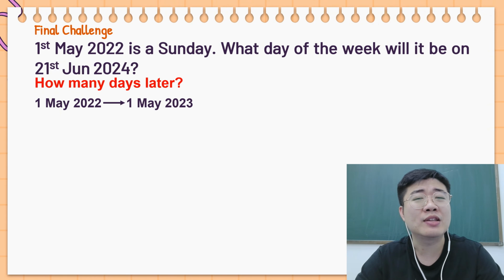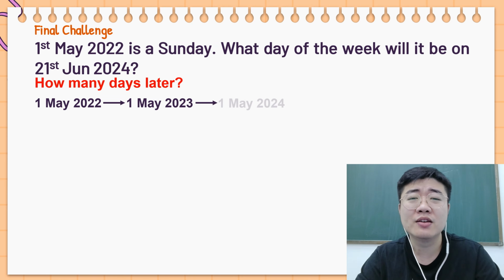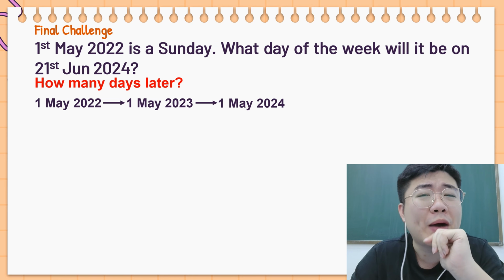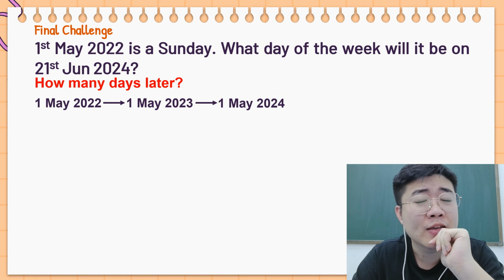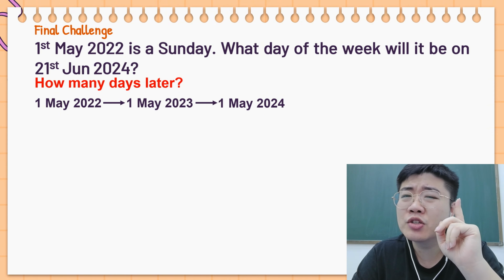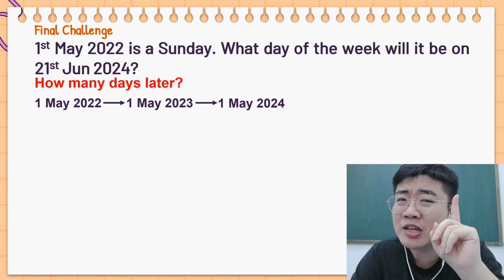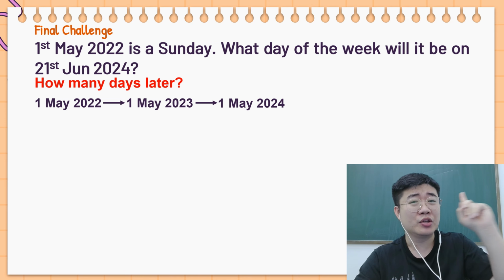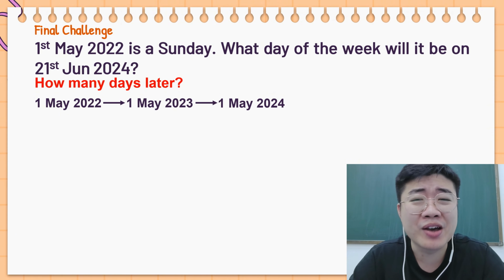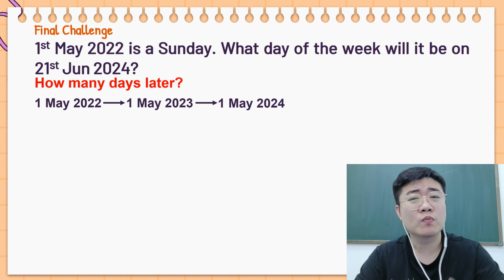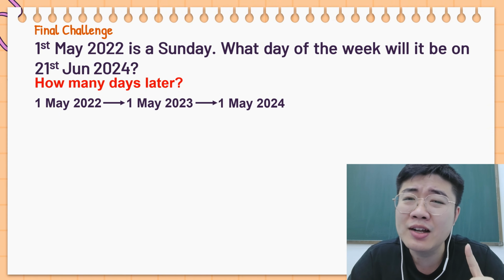Now, let's move on to the next year, 1st of May 2024. For this part, how many days later, everyone? Hey, this part we have to be careful. This one seems tricky. I don't think it's 365 days. You know why? This is because 2024 is a leap year.